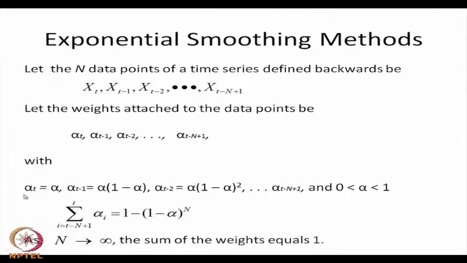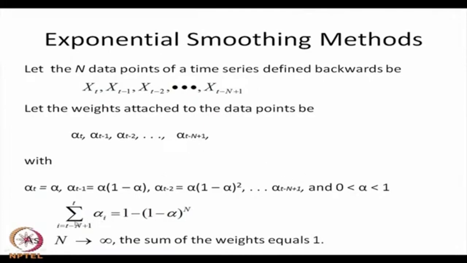And we define alpha t as equal to alpha, alpha t minus 1 as equal to alpha into 1 minus alpha, alpha t minus 2 defined as alpha into 1 minus alpha square, like that. And keeping in mind that alpha is greater than 0 but less than 1. And as we know, in order to find out the smoothed value, the weights must be such that they have to be positive, but at the same time must add up to 1.